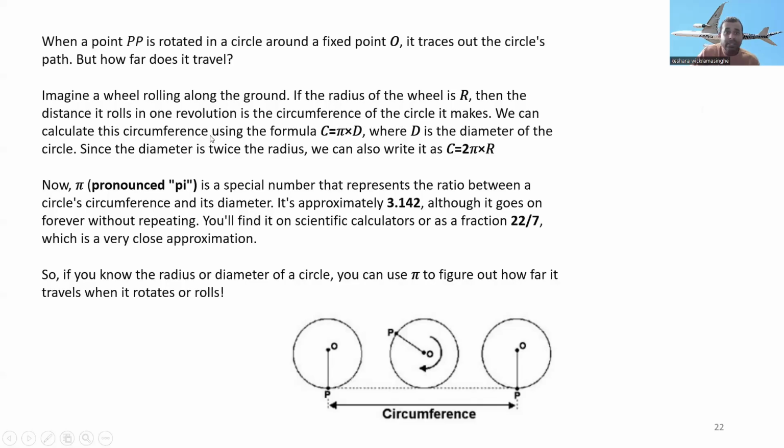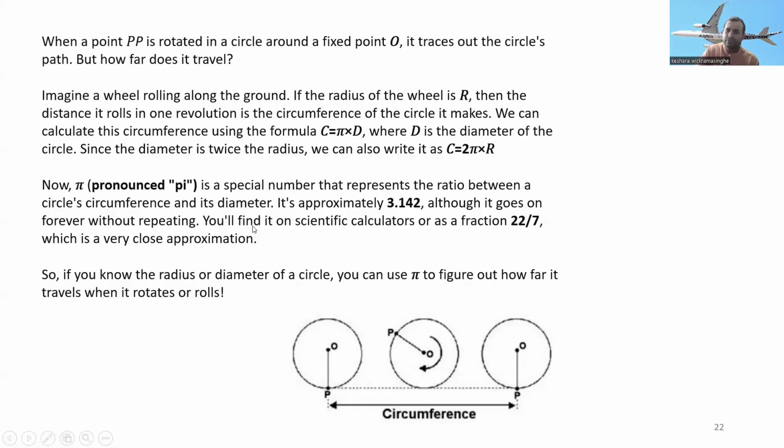We can calculate this circumference using the formula C equals pi times D, where D is the diameter. Since the diameter is twice the radius, we can also write it as 2 pi r. Now pi is a special number that represents the ratio between the circle's circumference and its diameter.